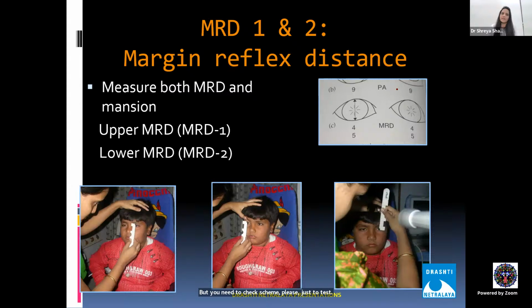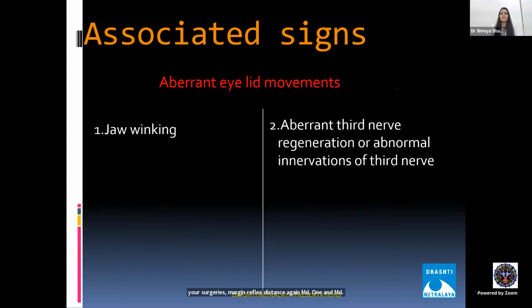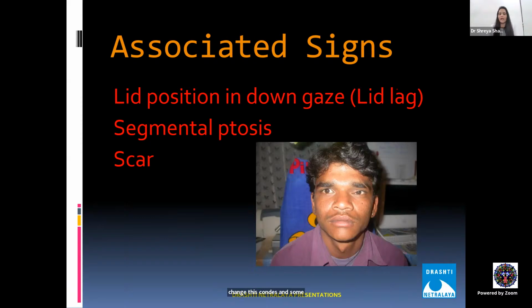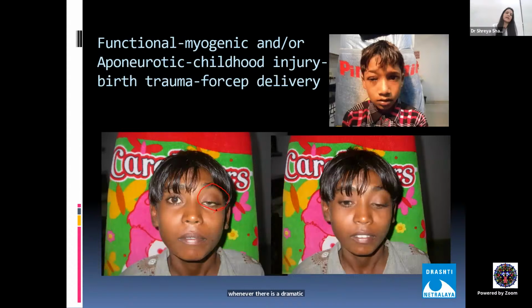But whenever there is a traumatic ptosis, usually we will have aberrant lid movement. So look for aberrant lid movements, pupillary changes, fundus, and some of the myasthenia signs. Associated signs, as I said, are lid lag and segmental ptosis. Most often, whenever there is a traumatic ptosis, you can see a high sulcus, or the sulcus is not seen. Usually this happens with aponeurotic ptosis and aponeurotic dehiscence. So you need to operate.